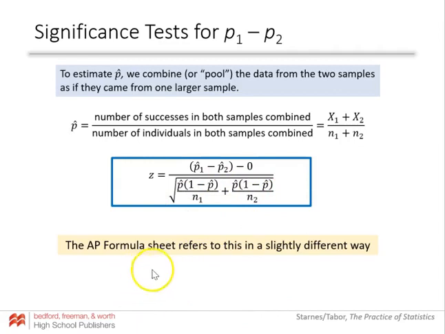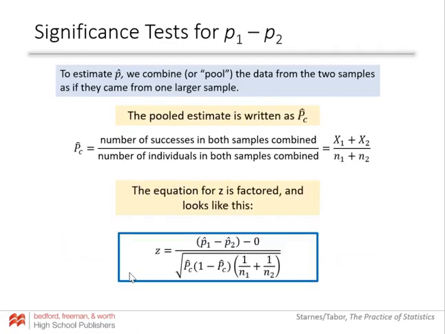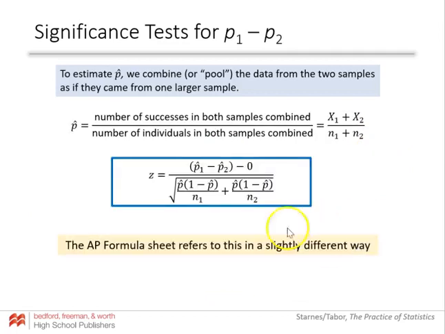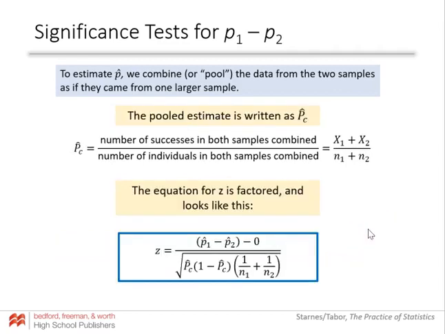If you look on the AP formula sheet, it says the same thing but in a slightly different way. They call their pooled estimate p hat c, the combined proportion, which makes sense, but it's found the same way. And when they write out the standard deviation formula, they factor out those p hat c's. So if I go back to this one, everywhere you see a p hat can be factored out, and they just write it slightly different. The math works out either way.